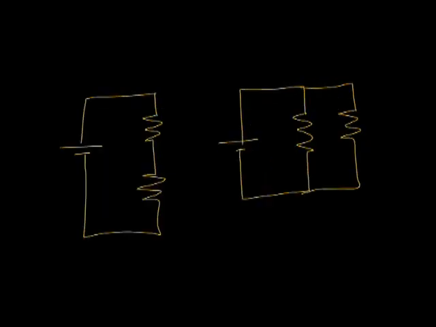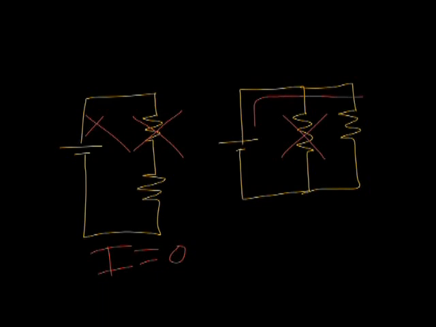Finally, another difference is that if we have a problem with one of the resistance in series connection, there is no current. The current is zero, because the circuit is open. While in a parallel connection, if we have a problem, for example, with this resistance, the current can still take the other path. So the current in this case is not zero. It's zero in this resistance, but not in the other.